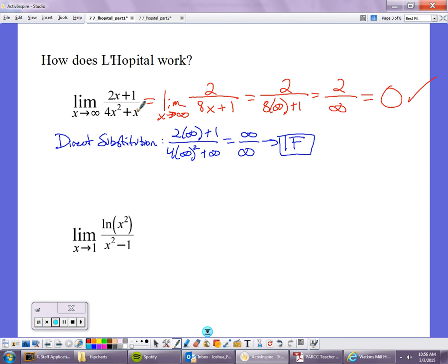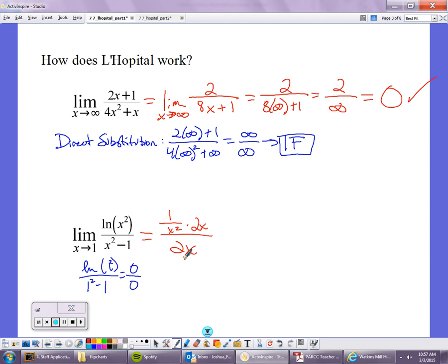Another case down here: the limit as x goes to 1 of ln x squared over x squared minus 1. If I try direct substitution, I get ln 1 squared over 1 squared minus 1, which is going to be 0 over 0. So I get 0 over 0 if I try direct substitution. So I'm going to try L'Hopital now. What do I get? I get 1 over x squared times 2x, remember chain rule, over 2x.